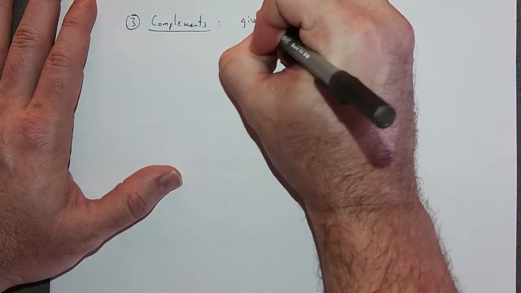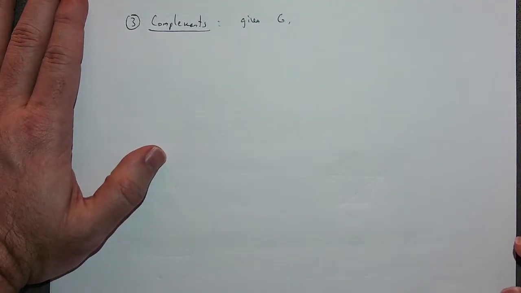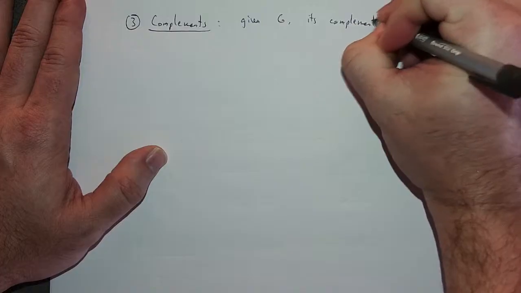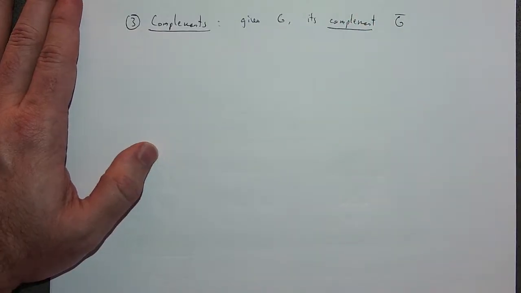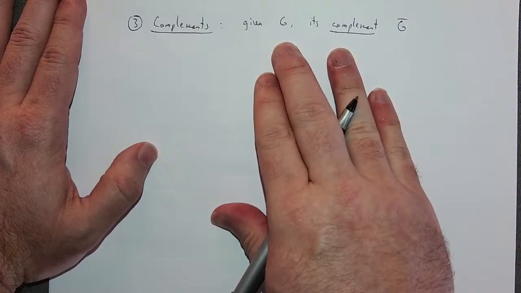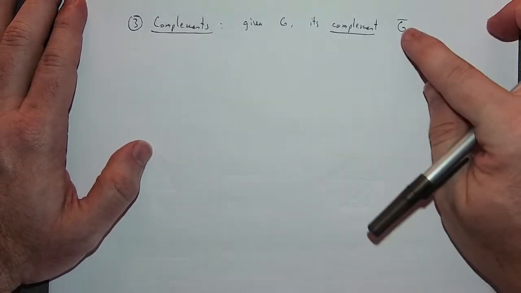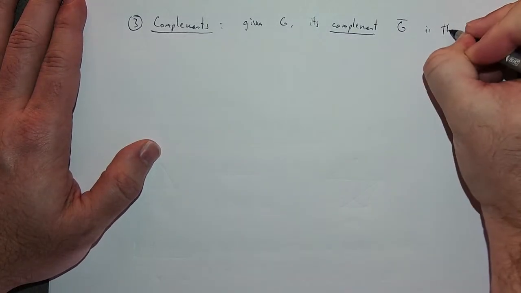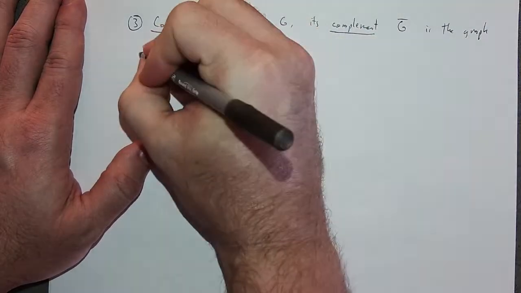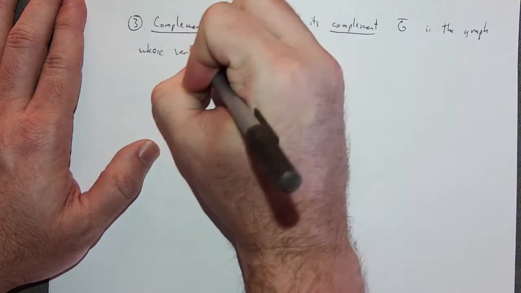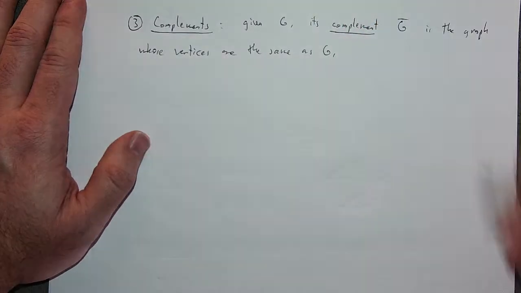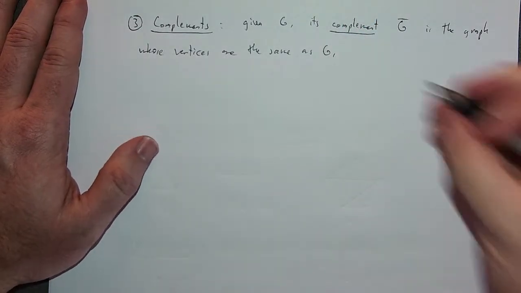So what is the complement of a graph G? So given G, G bar, its complement, is the graph that has the same vertices as G, but exactly the opposite edges, meaning the only edges in G bar are the edges not in G. Okay, its complement is the graph whose vertices are the same as G, but whose edge set consists of all the edges that are not in G.